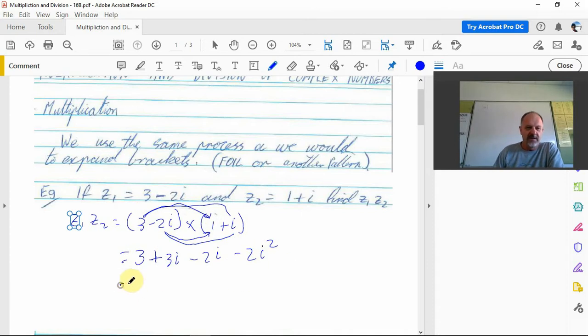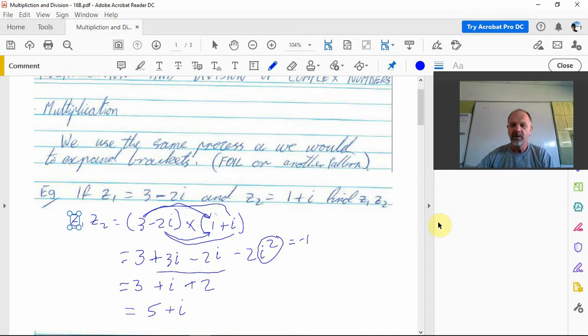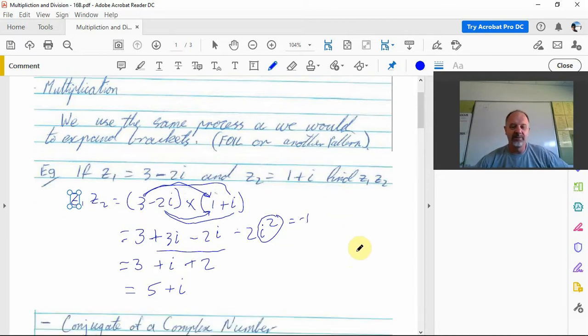So here we've got 3. These two middle terms are i's: 3i minus 2i is 1i. And then, of course, i squared is equal to negative 1, so we've got a negative and a negative, which becomes plus 2, giving 5 plus i for our final answer. So multiplication is just using that binomial bracket expansion, whatever pattern you use, and collecting your like terms.